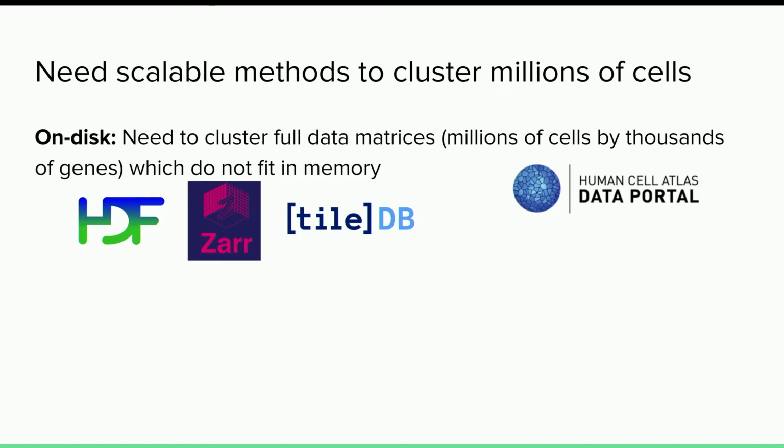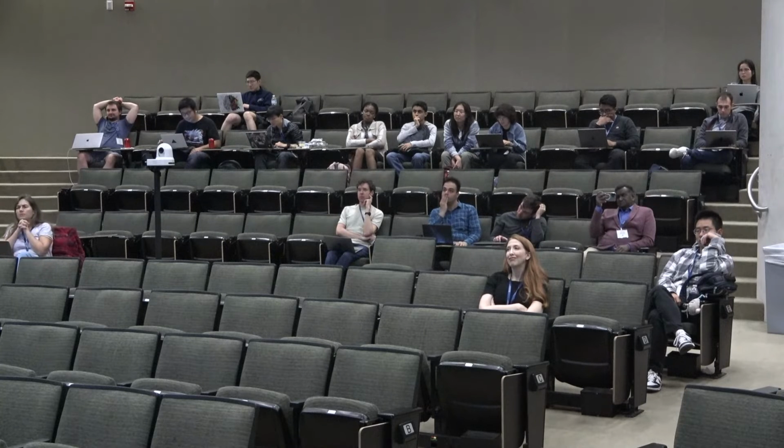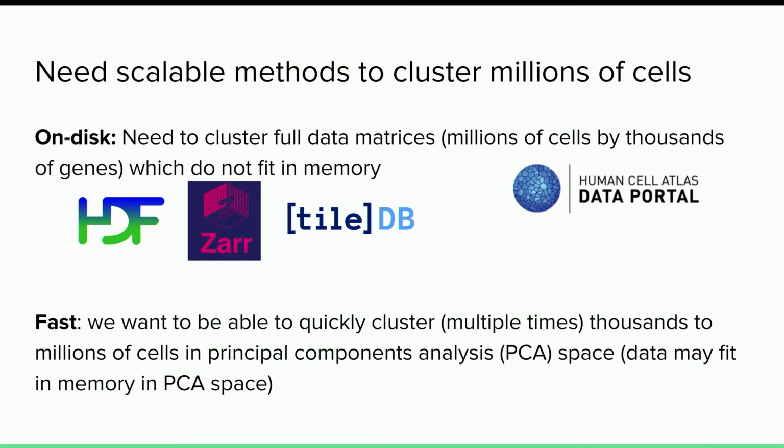If you go to interact with any of the data in the Human Cell Atlas data portal, these are the file formats that you will encounter. You won't find a CSV file, you'll find what's called an HDF5 file, a Zarr file, or a TileDB. These are file formats that store data on disk. So you will immediately find these file formats if you go to work with these large data sets. And then of course we want our tools to be fast. We don't want to wait for a week to have our data partitioned into a set of groups. We may want to partition our data multiple times.